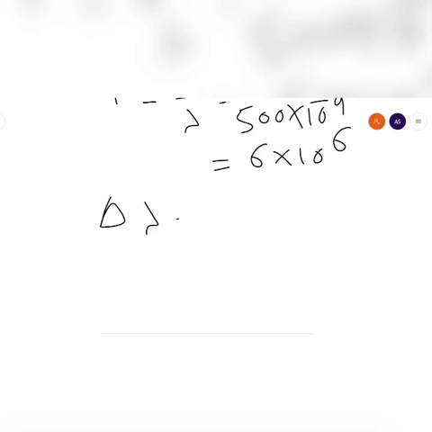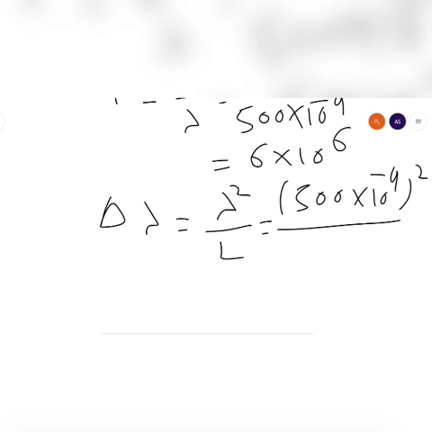And what is the spectral width? Delta lambda is lambda square divided by L. Lambda is given, 500 into 10 to the power minus 9, squared, divided by 3. You will get 1.67 into 10 to the power minus 7 meter.